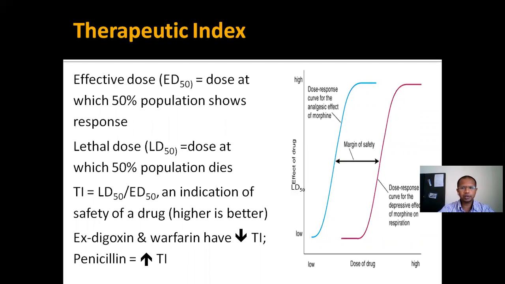So what is this therapeutic index? It is LD50 upon ED50. What is LD50? Lethal dose, that is the dose at which 50% of the population dies. ED50 is the dose at which 50% of the population shows response. So with this margin, we have to use the drugs.